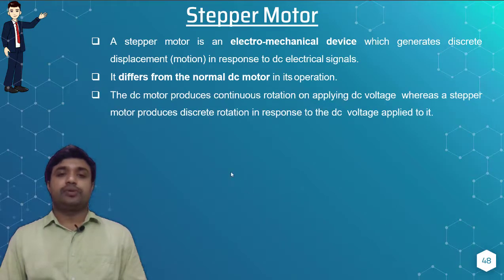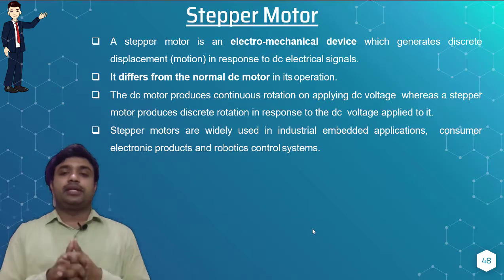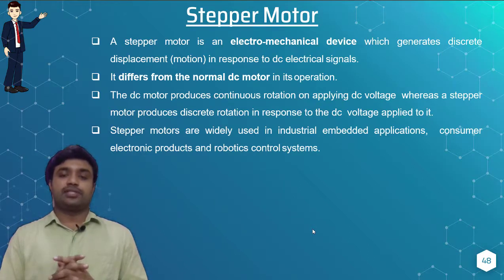The DC motor produces continuous rotation on applying DC voltage, whereas the stepper motor produces discrete rotation in response to the DC voltage applied to it. Stepper motors are widely used in industrial embedded applications, consumer electronic products, and robotics control systems.